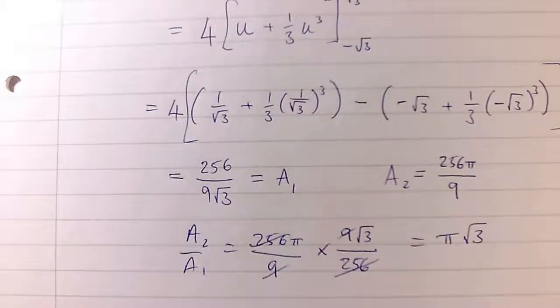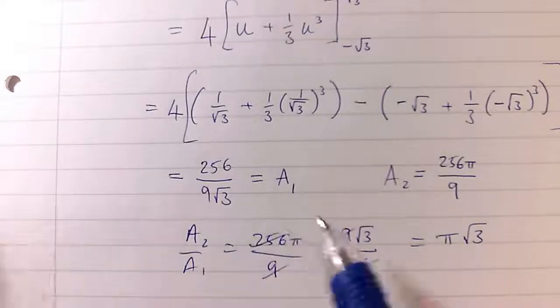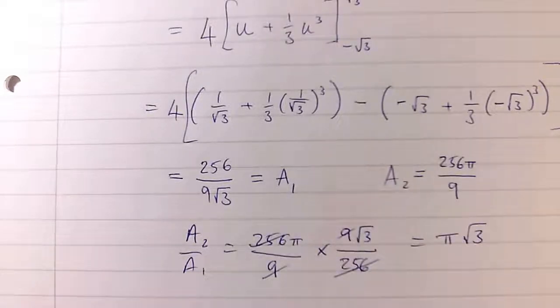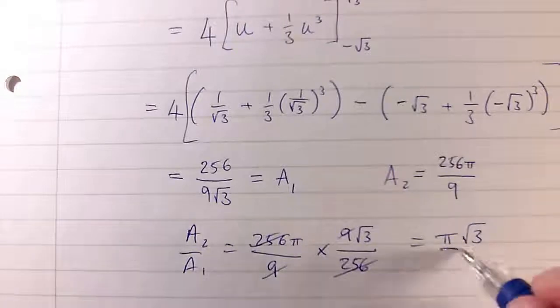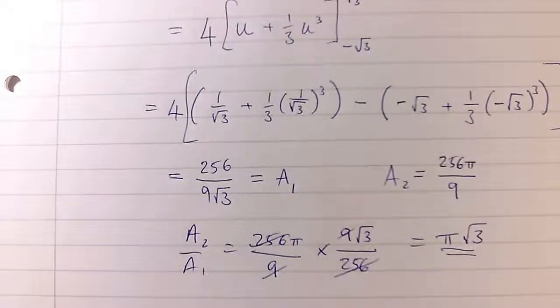Sorry, you couldn't see any of that. But once you've got the A2 and the A1, I mean, you just say that divided by that equals the answer, and you've got full marks. Okay, so that's the end of question 7. Hope you enjoyed that.